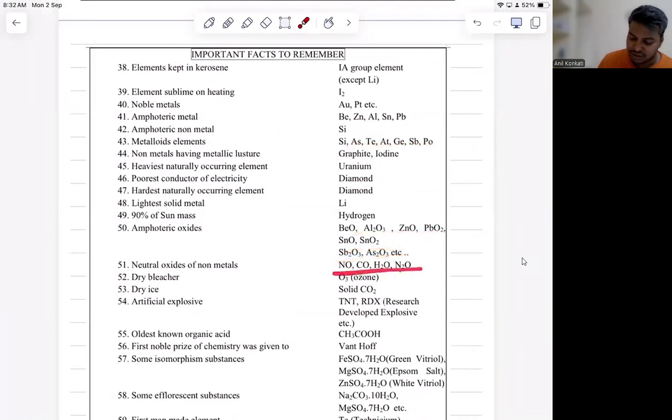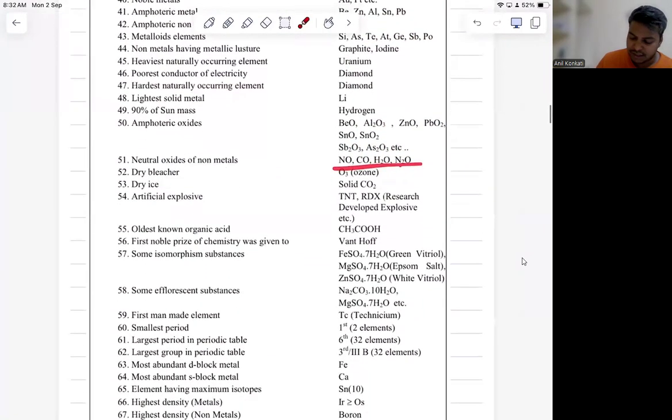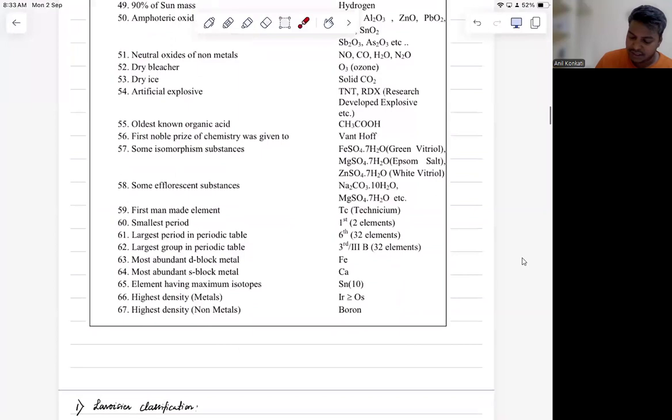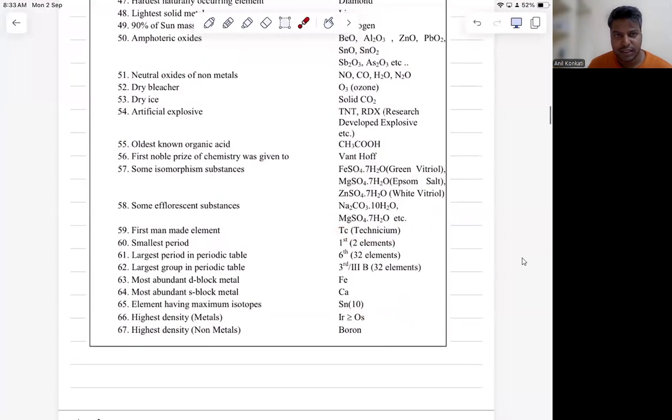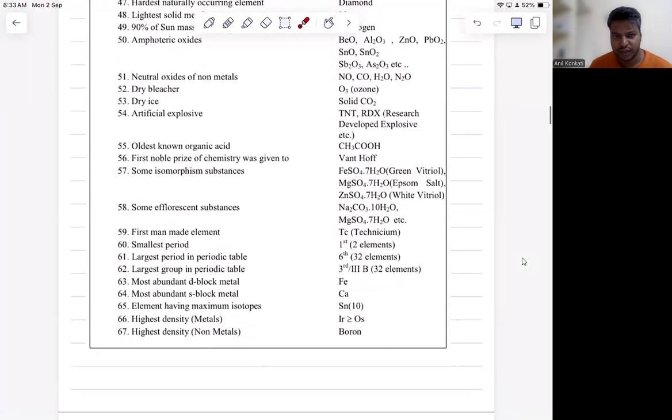What are neutral oxides? And what are isomorphous substances? Next, which has the higher or lower density? And which is the first man-made element: technetium. So these are a few things I would suggest you to just go through once.